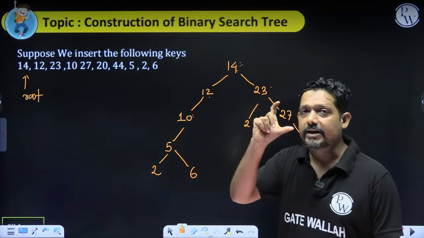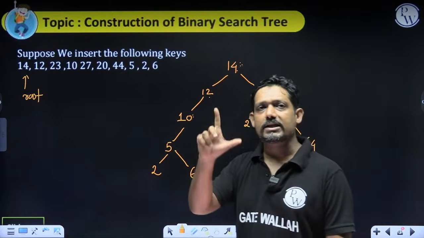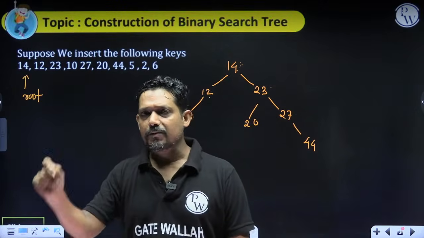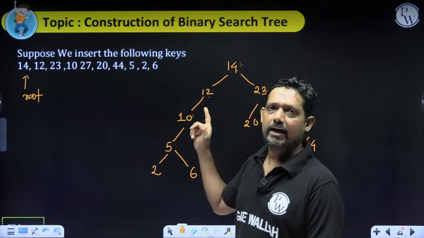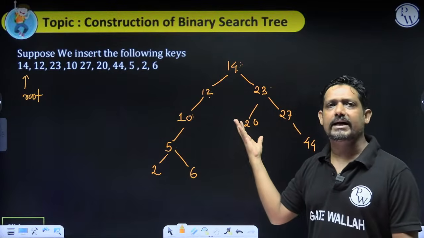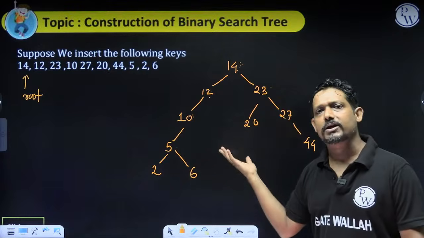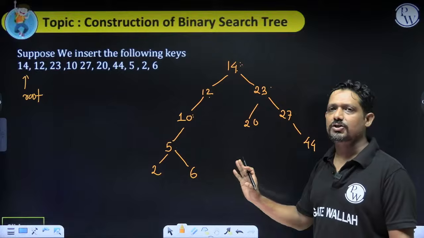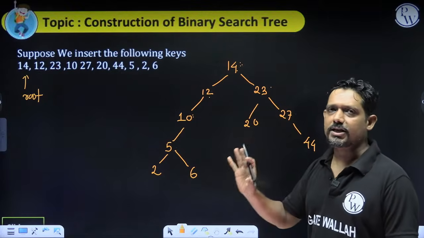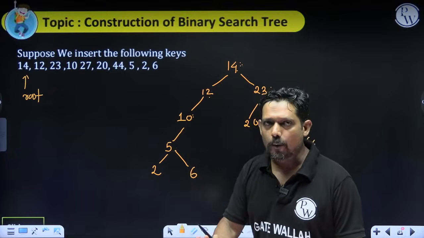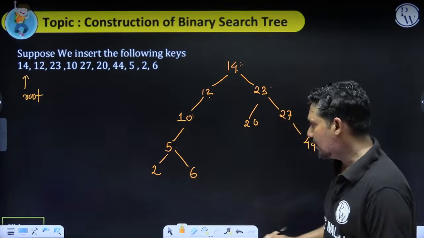So for each node, this should be true: the elements in the left subtree will be lesser than the key value of the parent, and obviously if it is lesser, the right side I don't need to say, it implies it can be greater. This is the first construction of our binary search tree. This is how we construct the binary search tree. Now I hope the idea of this is clear.